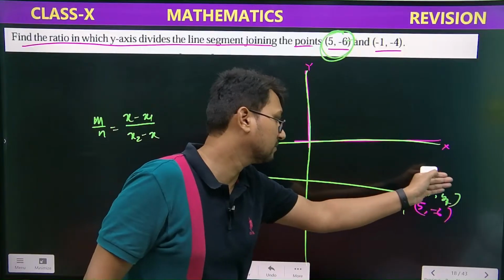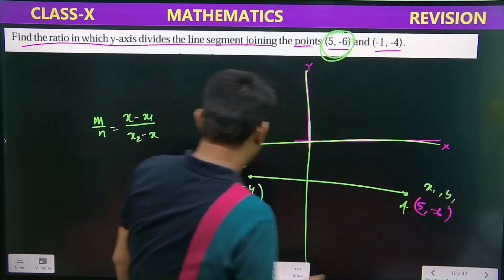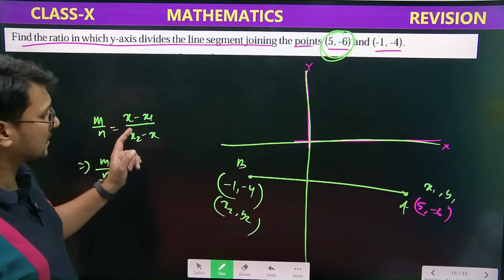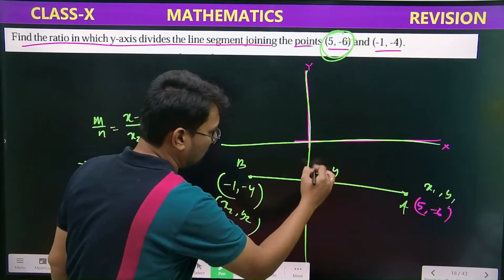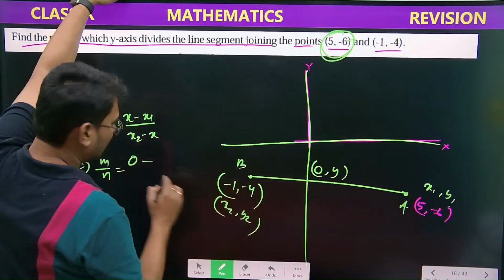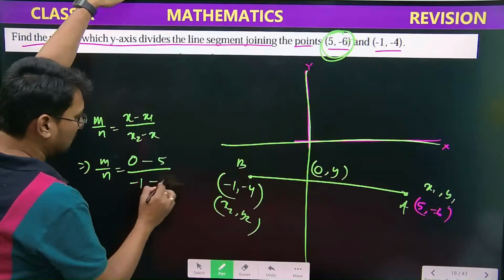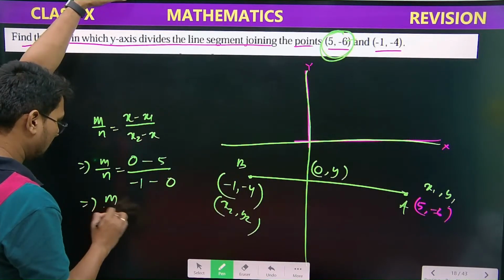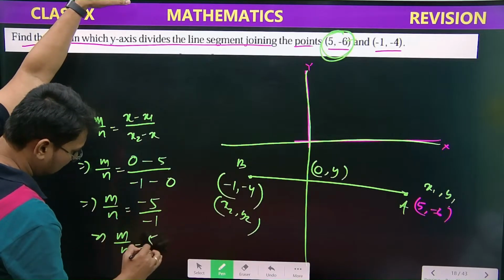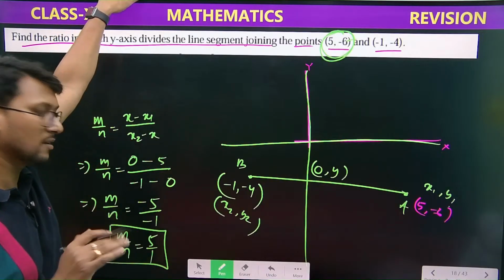Here is the problem. So this is x1, y1 and this is x2, y2. Therefore m by n would be, for the point (0, y), x minus x1, that is 0 minus 5, divided by x2 minus x. x2 is -1 minus 0. So m by n would be -5 by -1, which is m by n equals 5 by 1.